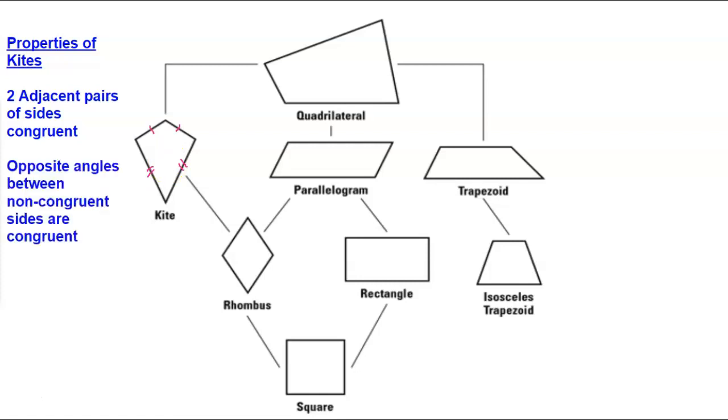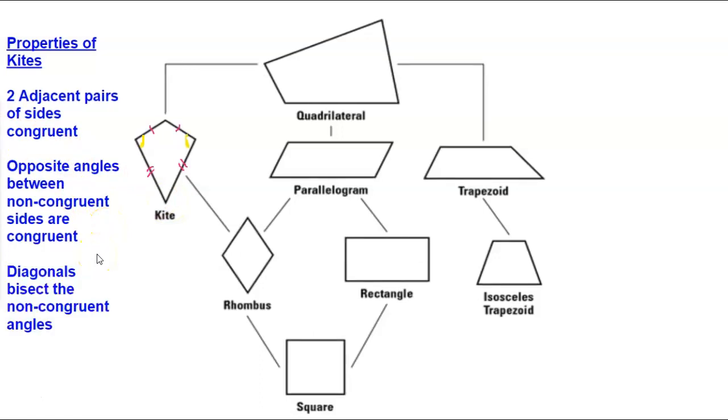Now, things that we know about a kite: opposite angles between the non-congruent sides are congruent. So that means this angle is congruent to this angle. Okay, the ones that are between the 2 non-congruent sides are congruent, but this one up here and this one down here are not. This one is obviously obtuse and this one is quite acute. They are not congruent to one another. So that is one of its properties.